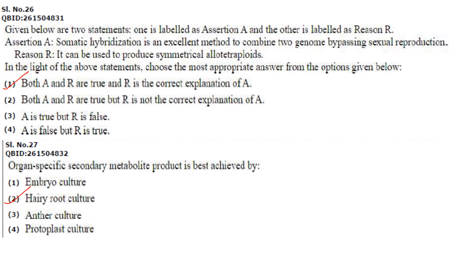So coming to the first question, assertion and reason. So first assertion, somatic hybridization is an excellent method to combine two genomes bypassing sexual reproduction. That's correct. It can be used to produce symmetrical allotetraploids. That is also correct. So the answer is option 1. Both A and R are true, and R is the correct explanation of A. So that is correct. The next one.